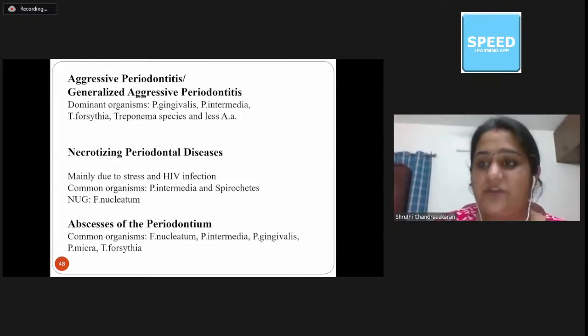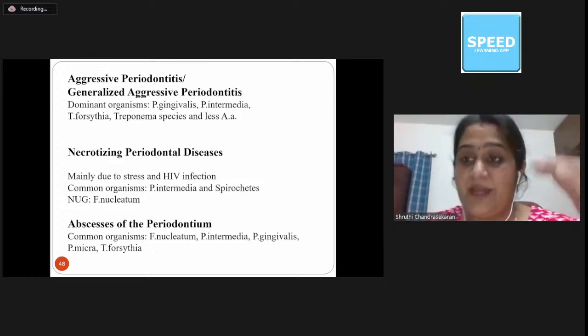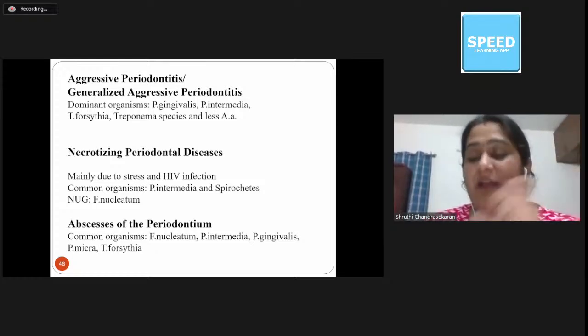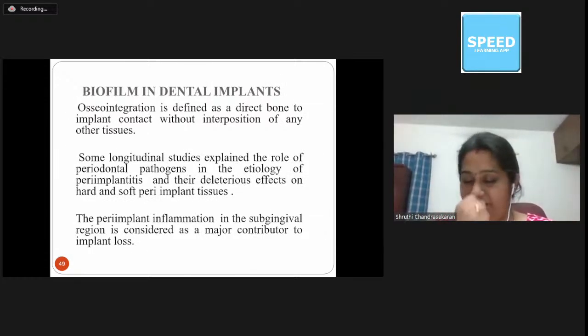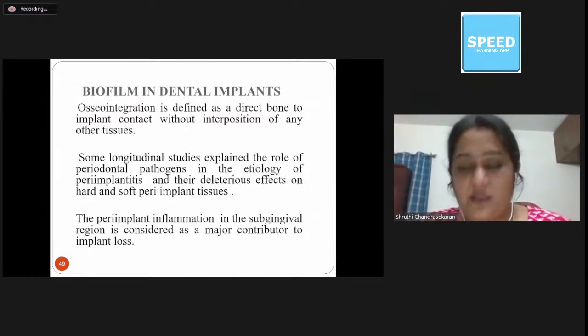And in the abscesses of the periodontium, you have F. nucleatum, P. intermedia, Porphyromonas gingivalis, and Tannerella forsythia. Please learn this by heart, I'm just giving you the name of the disease and the microorganism associated with the disease. Okay, so now the latest trend, implants. What are the biofilms around dental implants?